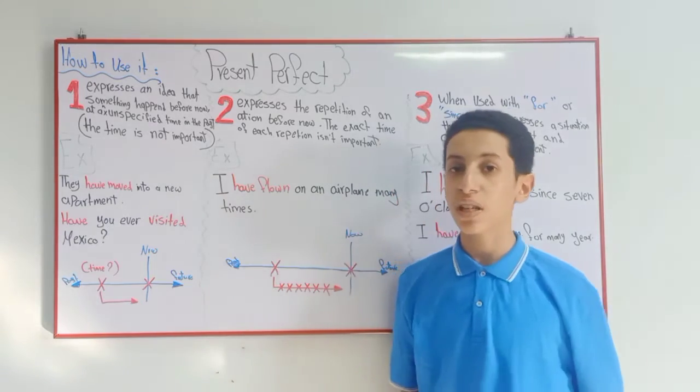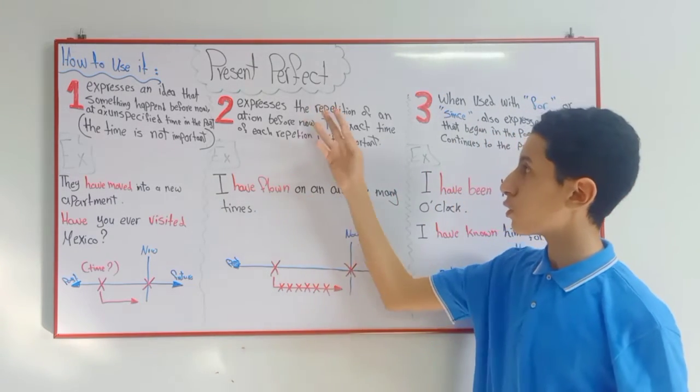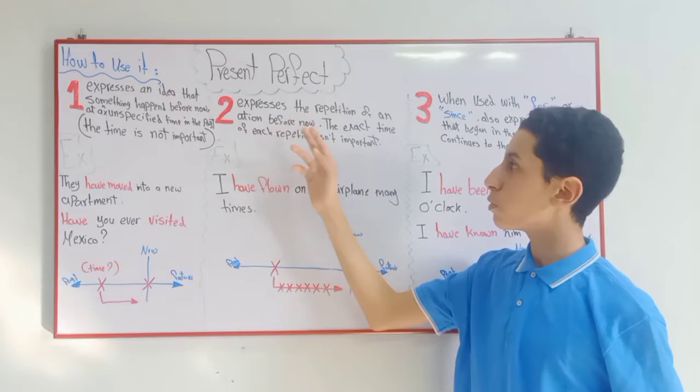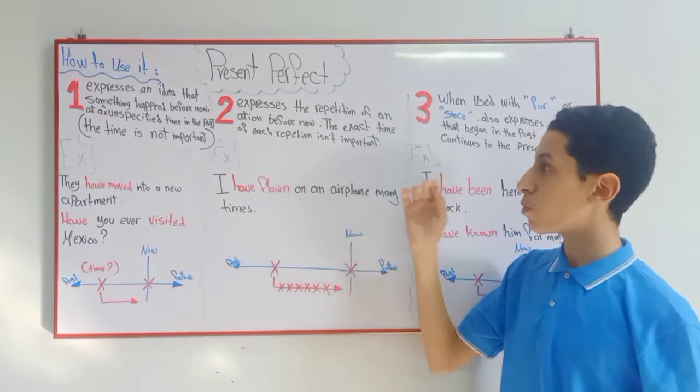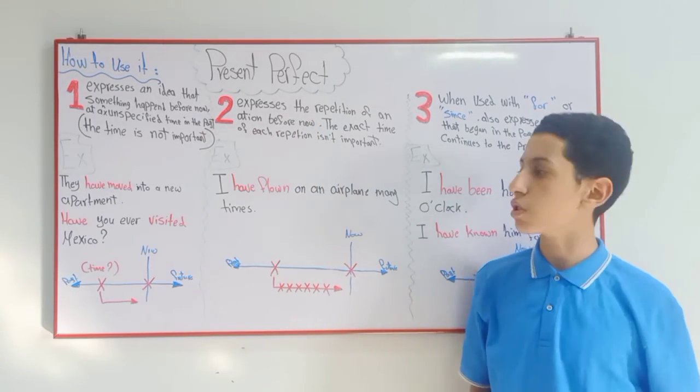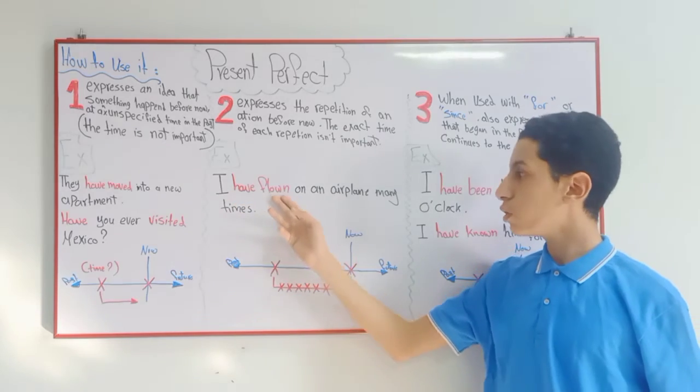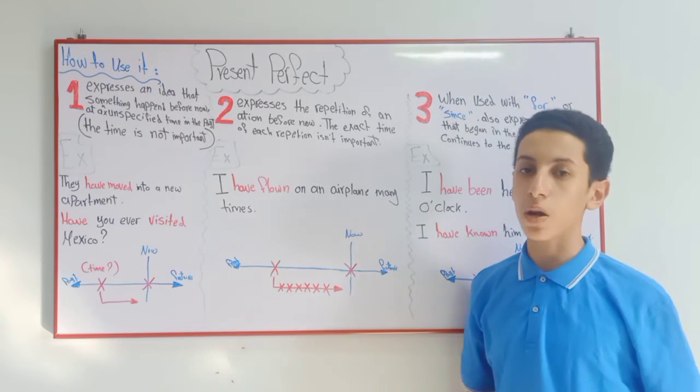The second use is that it also expresses a repetition of an action before now. The exact time of each repetition isn't important. For example, I have flown on an airplane many times.